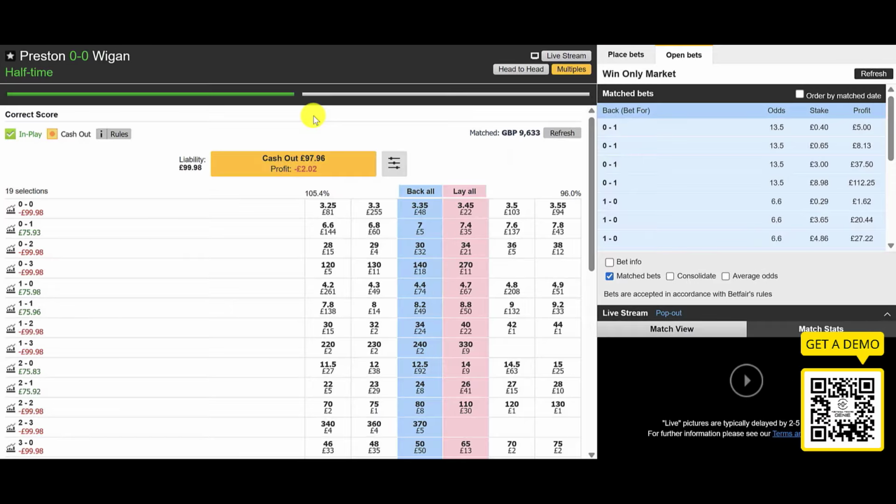So just reached half time. It's Preston 0, Wigan 0 at half time. So obviously the score lines were swinging towards a low scoring match, so it being 0-0 at half time is kind of expected. If we really don't like the look of it, we could pretty much get out for a scratch trade.